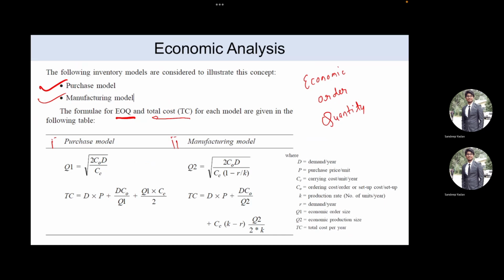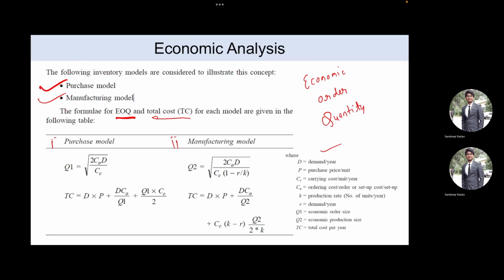Here all the nomenclature is given. D is the demand per year, P is the purchase cost per unit, CC is the carrying cost per unit per year, C naught is the ordering cost or setup cost, K is the production rate, R is the demand per year, Q1 is the economic order size, Q2 is the economic production size, and TC is the total cost.